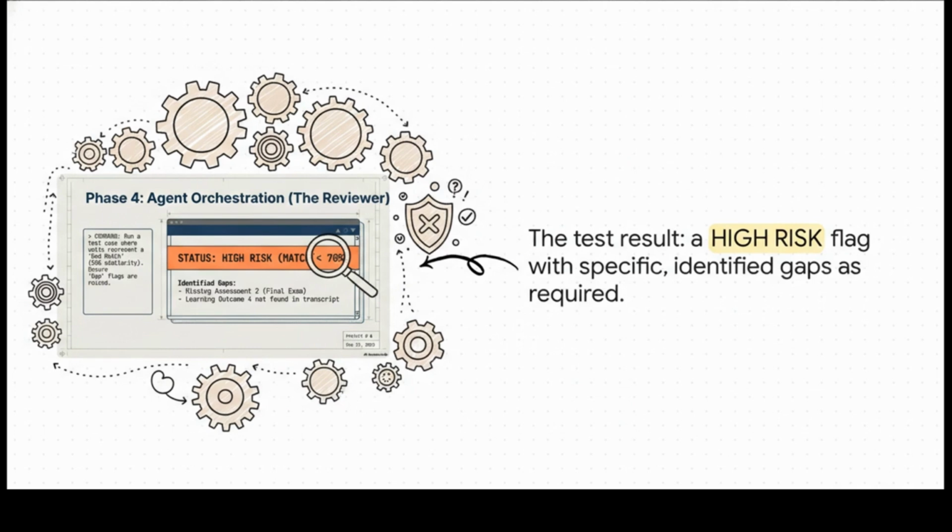And boom, the system works exactly as designed. The test comes back with a big red status high-risk flag. But it doesn't just say no match, it tells you exactly why, listing the missing assessments, the missing learning outcomes. This successful failure is the ultimate proof that the system is reliable and that it's sticking to those audit rules.